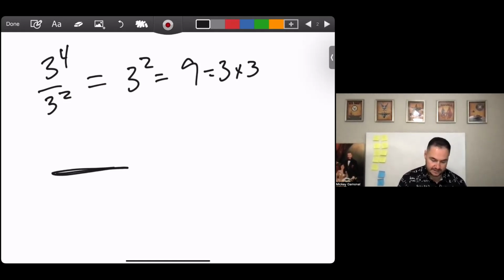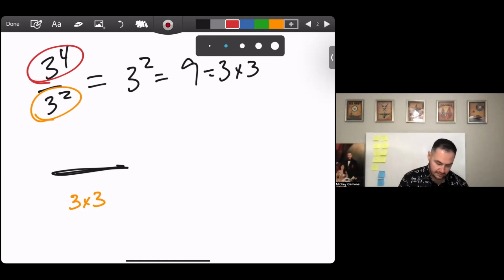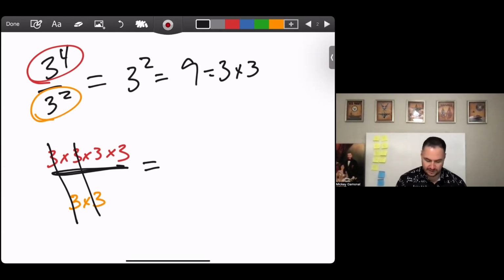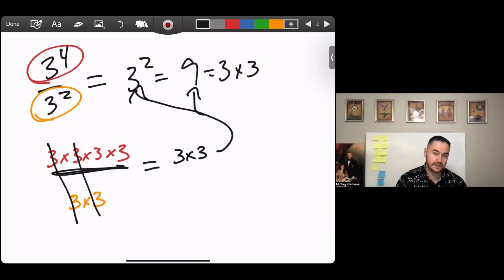I'll do this divided by sign, and then I'll do this one in red, this one in yellow. So in yellow, we have 3 times 3. In red, we have 3 times 3 times 3 times 3. And what factors out here? So 3 divided by 3 is 1. 3 divided by 3 is 1. So those two are just 1 times 1, which doesn't change anything. And so what we're left with is 3 times 3, also known as 3 squared or 9. Either one of those is fine. Cool. Hopefully the gears are turning. Hopefully you're able to get this one right, because we did kind of cover that one in the initial example.